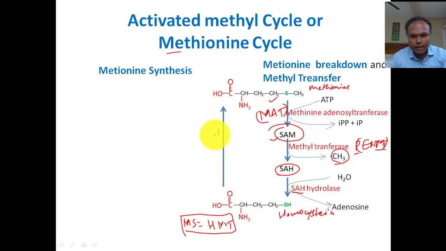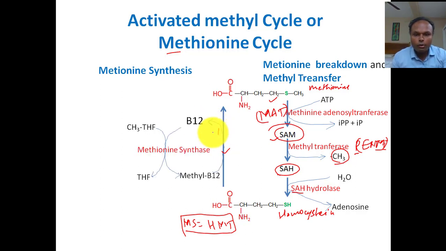Let's see what happens next. This part of the reaction requires 2 vitamins also, folate and vitamin B12. Let's see how it happens. Methionine synthase will catalyze this reaction. Vitamin B12 is a very integral part of methionine synthase, especially methyl B12, methyl cobalamin. So methyl cobalamin will convert into cobalamin through donation of the methyl group.